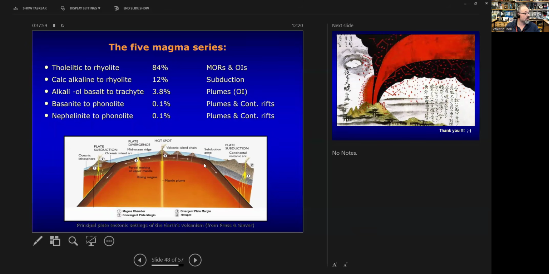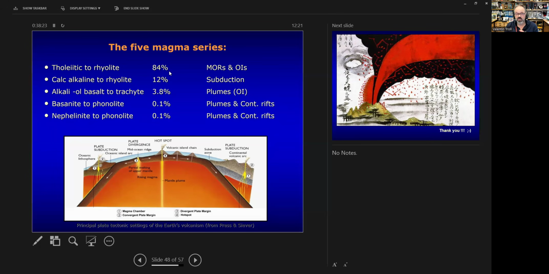So then we can close here with the 5 magma series as a summary. The tholeiitic to rhyolitic is about 84%. So this is the most dominant source of volcanic rock in the world, and usually it doesn't reach up to rhyolite. It's usually basaltic, and this is mid-ocean ridges and sometimes at ocean islands.